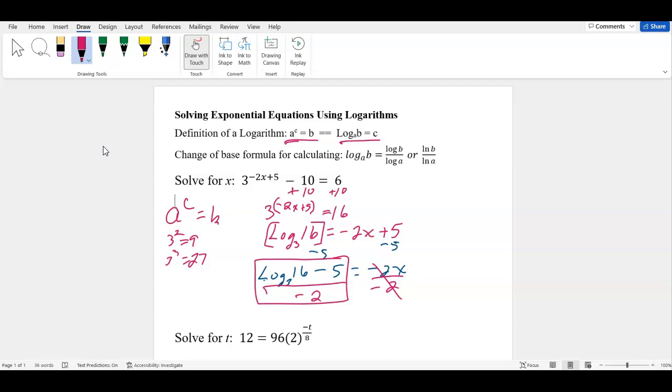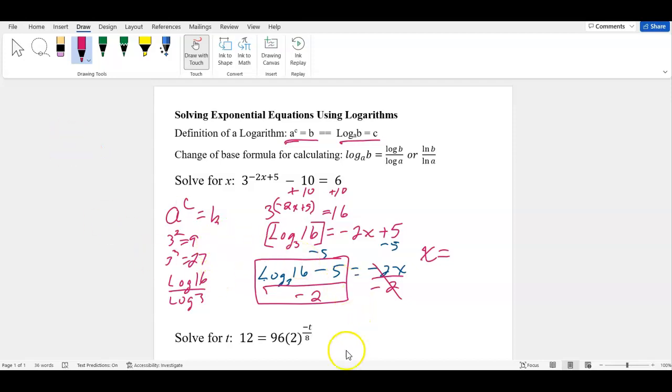Now, of course, we know that if we want to approximate x, we can then, on our calculators, go up and find the log base 3 of 16. Now remember, the log base 3 of 16 is the same as the log of 16 over the log of 3. So on the calculator I can put that in. And then I'd subtract 5 from that answer, and then from that I would divide by 2.